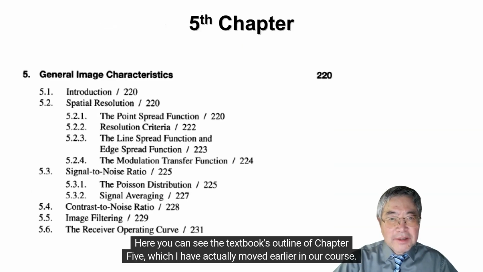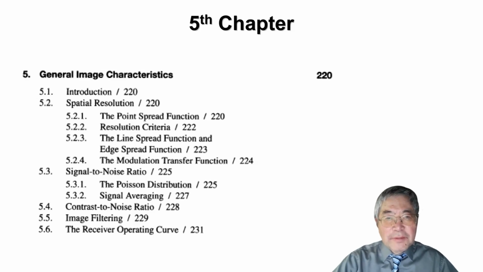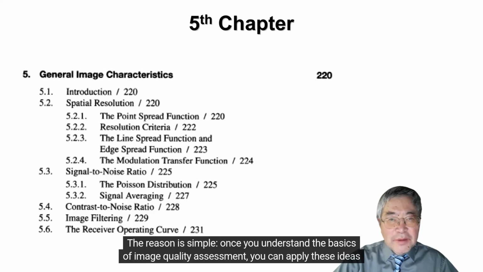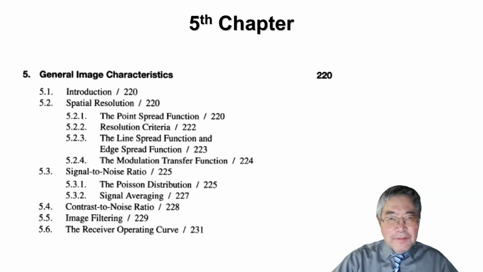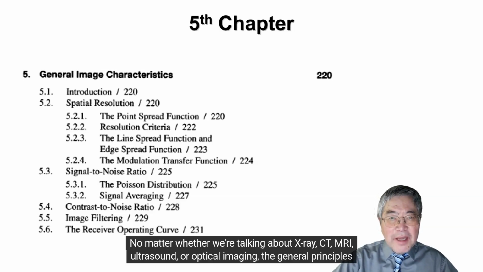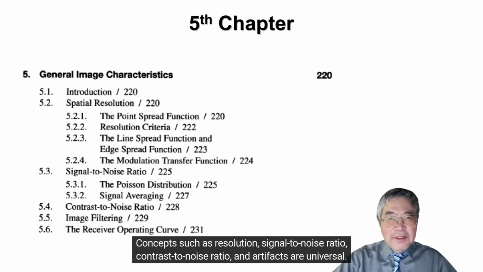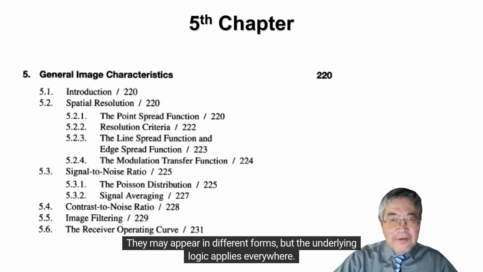Here you can see the textbook's outline of Chapter 5, which I have actually moved earlier in our course. The reason is simple. Once you understand the basics of image quality assessment, you can apply these ideas to almost any imaging modality. No matter whether we're talking about X-ray, MRI, ultrasound, or optical imaging, the general principles remain the same. Concepts such as resolution, signal-to-noise ratio, contrast-to-noise ratio, and artifacts are universal. They may appear in different forms, but the underlying logic applies everywhere.